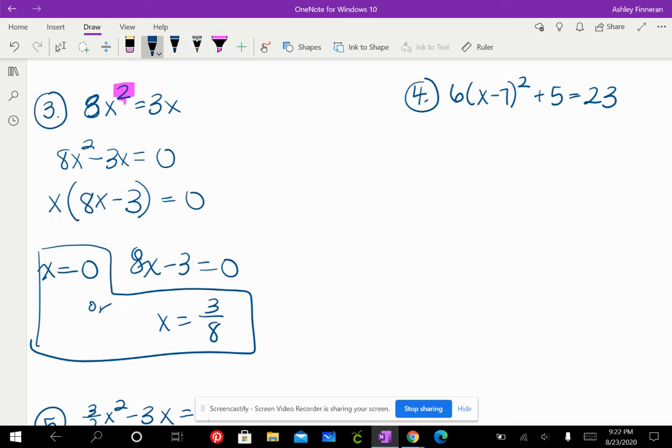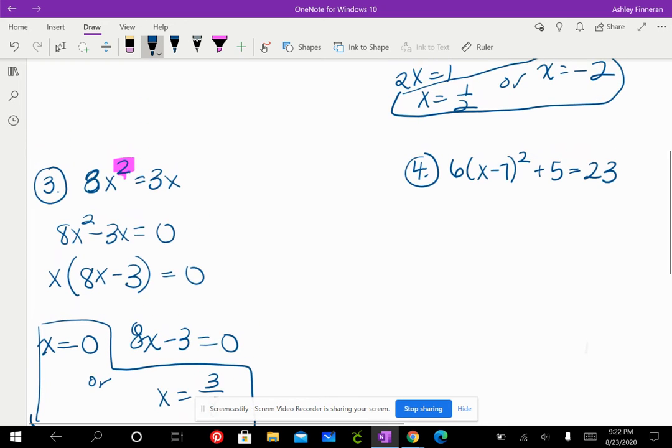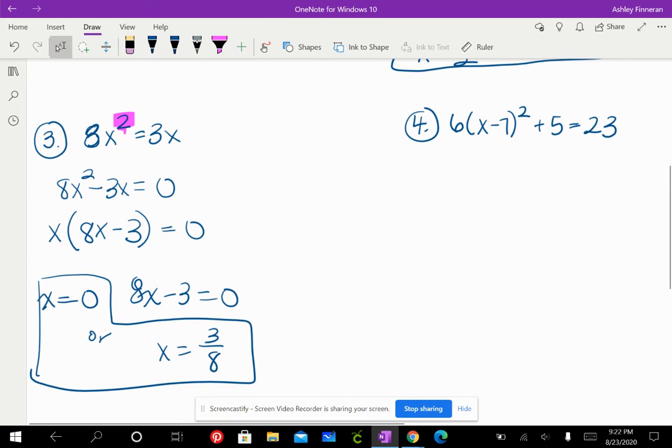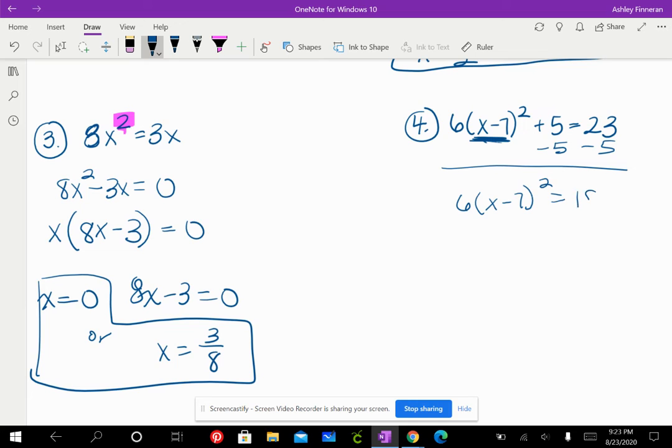All right, number 4 is the type of quadratic equation that I would not set equal to 0. And if you notice, the only place that x is in this entire equation is inside this squared. So I'm going to use inverse operations. I'm going to undo everything that's happening to x in order to solve for x. So the first thing I'm going to do is subtract 5 from both sides. So we have 6 times x minus 7 squared equals 18. And then I'm going to divide by 6.